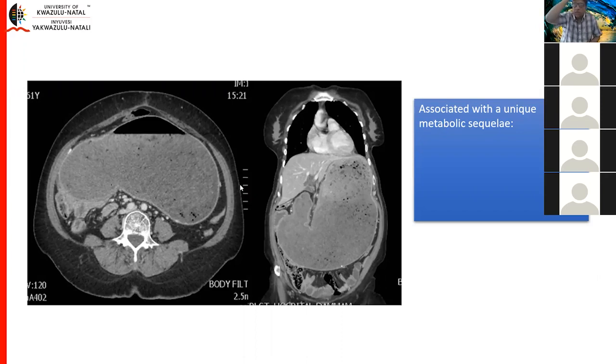Now, there's a specific metabolic abnormality that's associated with gastric outlet obstruction. It's associated with persistent vomiting. Let's ask someone else. Tobila has done very well.